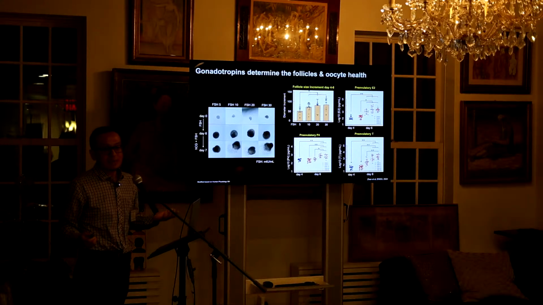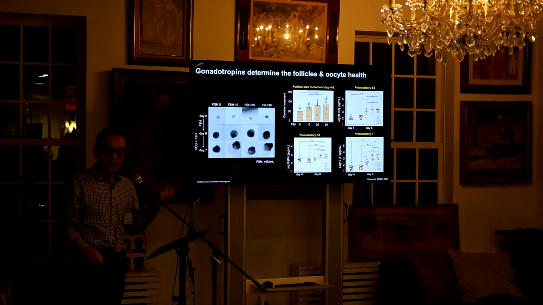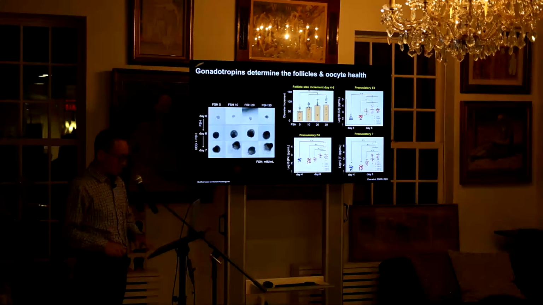But we don't have data yet. But that is what we found. We found high testosterone or androgen production as well. So maybe you can measure the testosterone. We want to determine the premature luteinization as well.